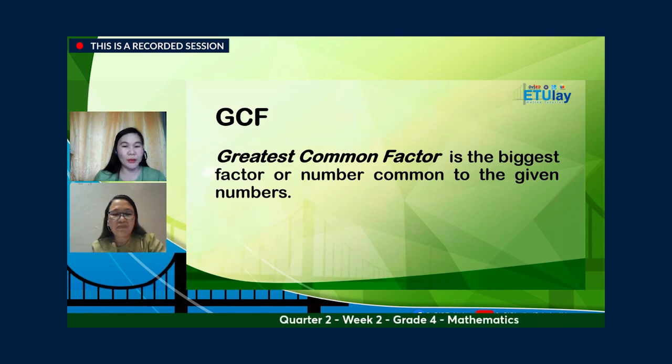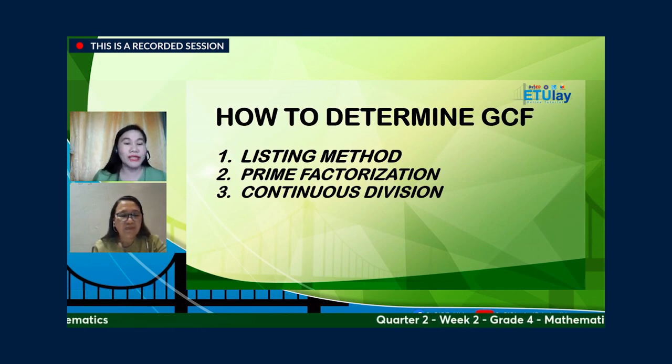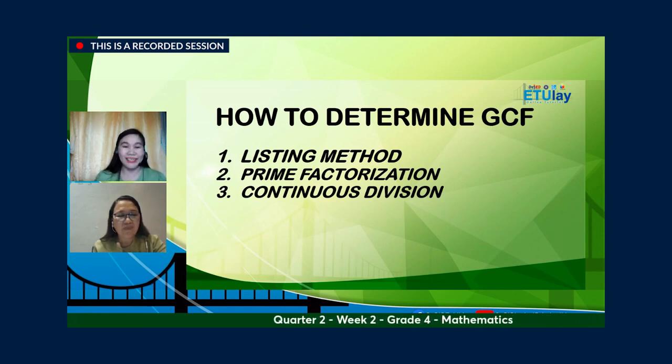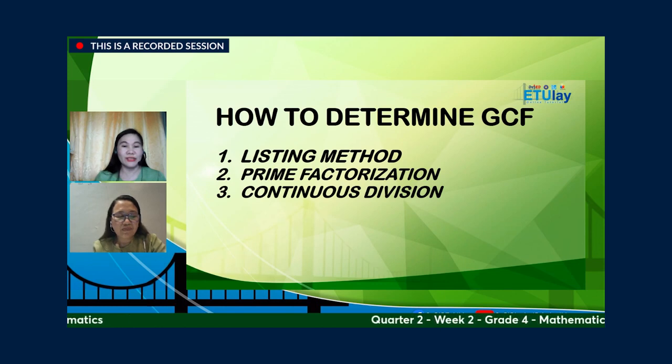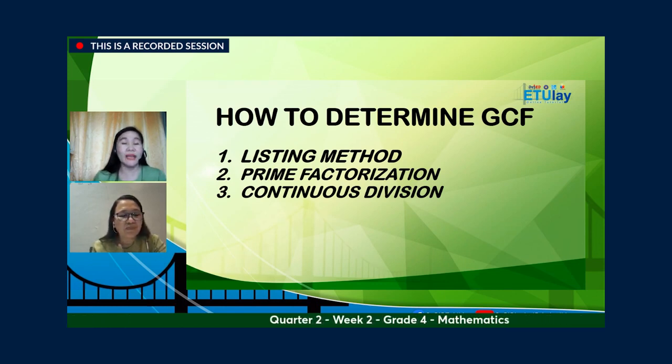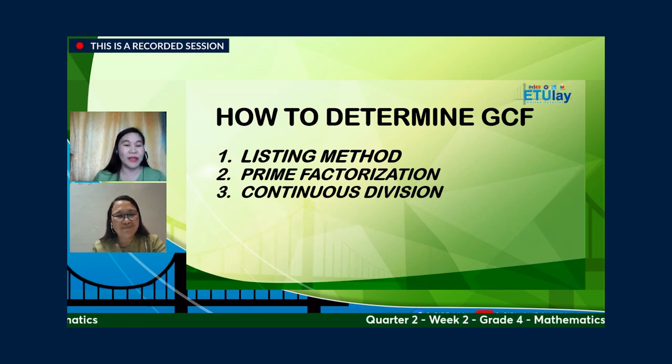So ano-ano nga ba yung paraan para makuha natin ang greatest common factor? To determine the GCF, meron po tayong tatlong method. First is listing method. Number 2, we have prime factorization. And the last one is continuous division. So aalamin natin isa-isa ang mga method na ito para lalo nating maintindihan ang pagkuha ng GCF sa given numbers.